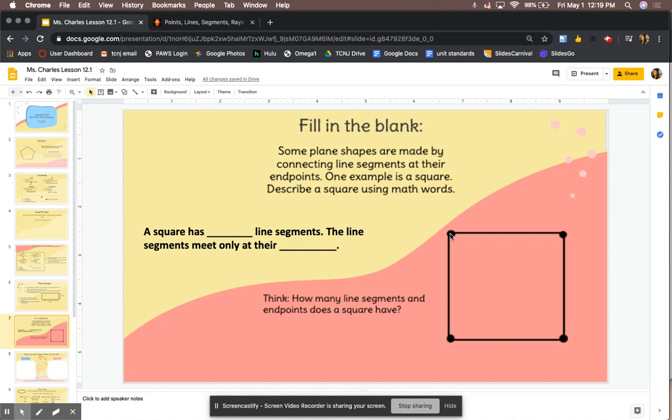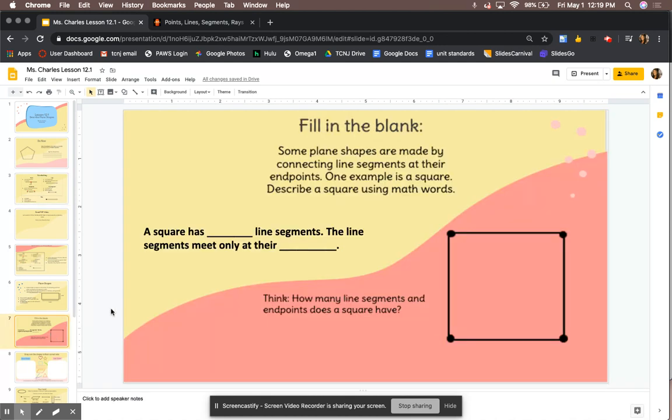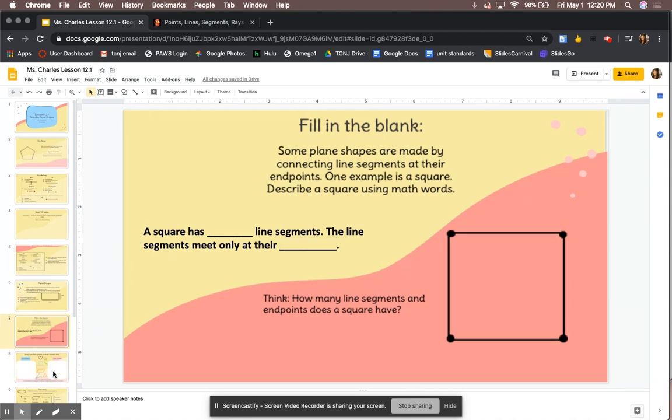Looking at this picture, if you get confused on what a line segment is, you can go back to the vocabulary, see, okay, this is what a line segment is, come back here, and you may be able to answer the question now. So to answer, you're going to double click on the line, and then type your answer. So for this line and for also this line over here. Once you finish with that, you can move on to the next slide, which is this one.